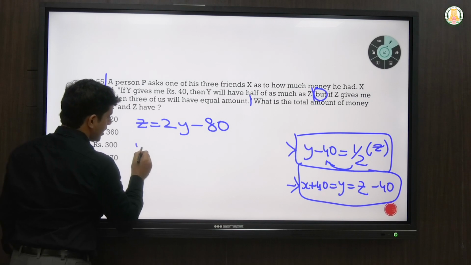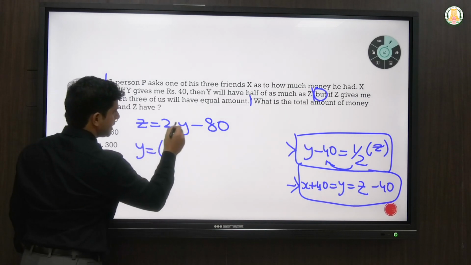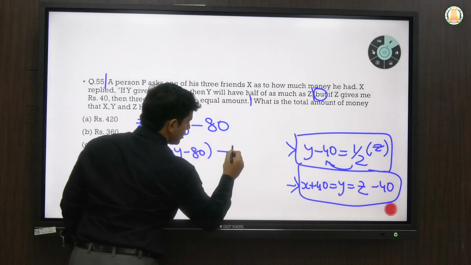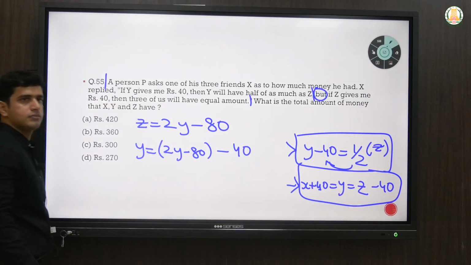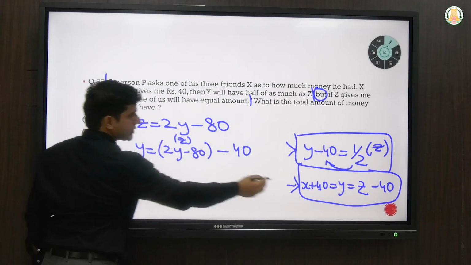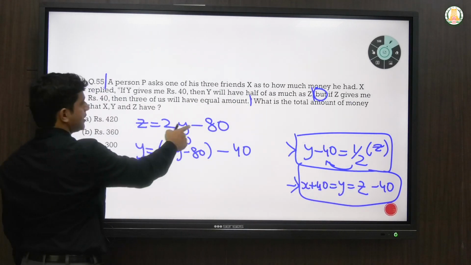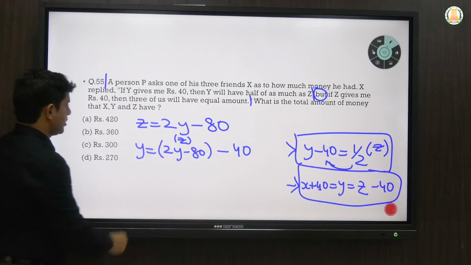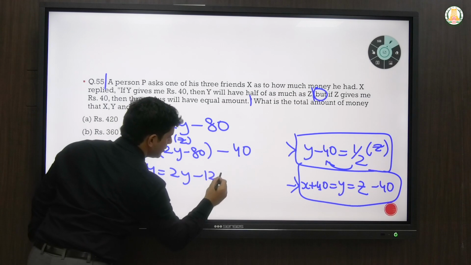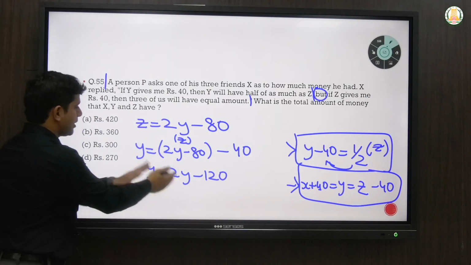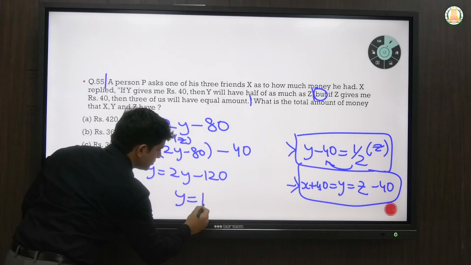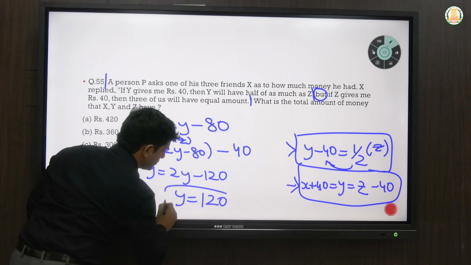So that means Y is equal to, what is Z now from the previous one? 2Y minus 80 minus 40. Cool. It is Y equal to Z minus 40 from here, but we have found out Z to be 2Y minus 80. Okay. So this means Y is equal to 2Y minus 120. Okay. So send Y this side, send 120 this side. So what you will get? Y is equal to 120.